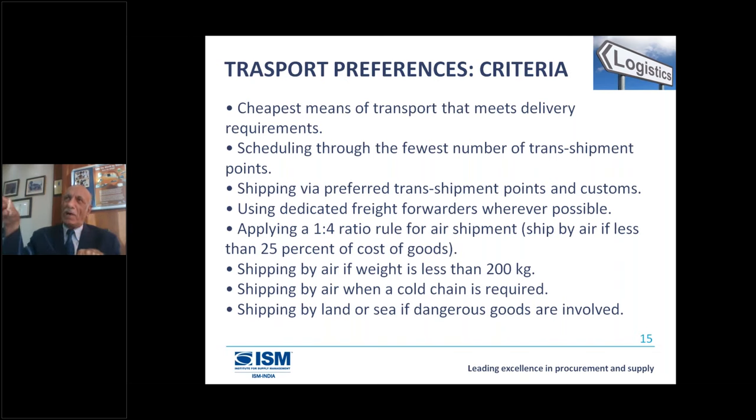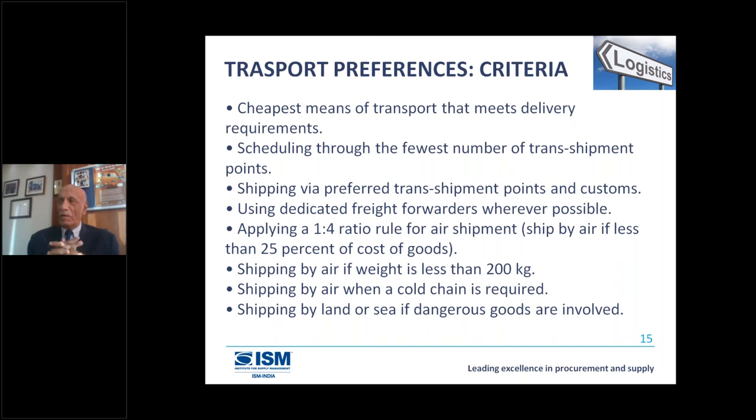When you're doing the routing from one place to another country, you have to try to see the least number of transshipments. The more transshipments, the more chances of damage. So that planning should be done. Shipping via preferred transshipment points in customs. Some customs are much preferred. I had the chance to work in many places in Africa. I remember goods we were sending to a port that was so small, it would take ages to get clearance. So you have to see what the preferred places for customs are.